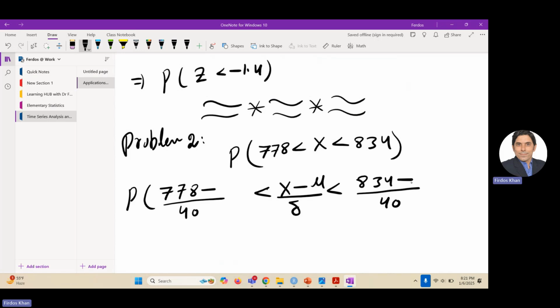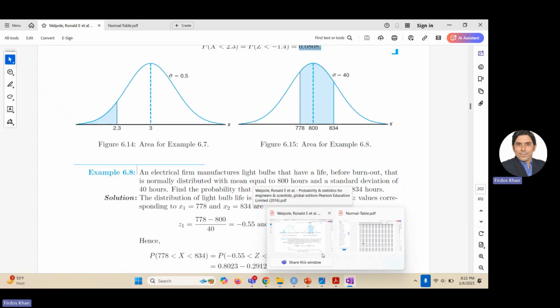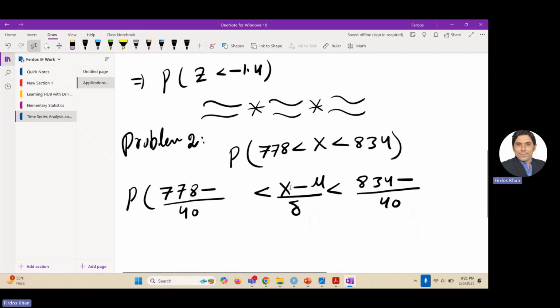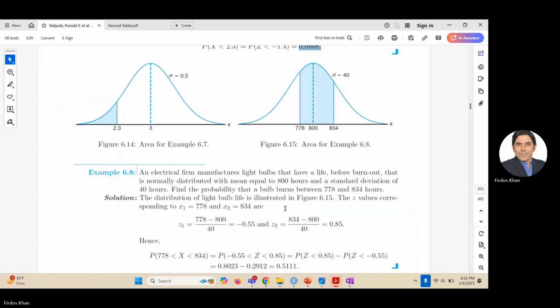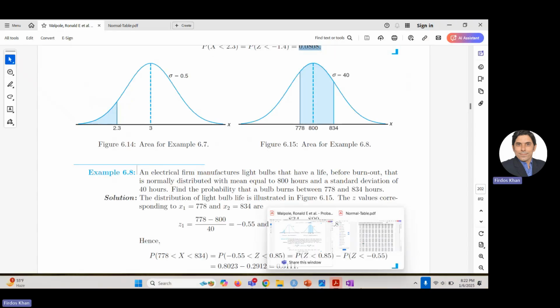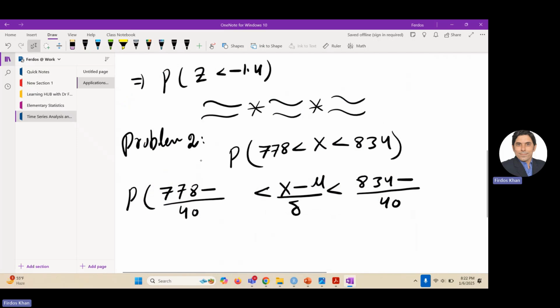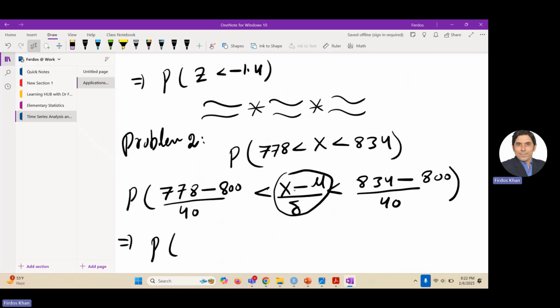What is the mean value? The mean value is 800 hours. Going back to the problem, we see 800 and a standard deviation of 40. So this is 800 and this is 800. Now this implies the probability of a single value from here and a single value from here. Remember, this is now z, a variable minus mu divided by the standard deviation.